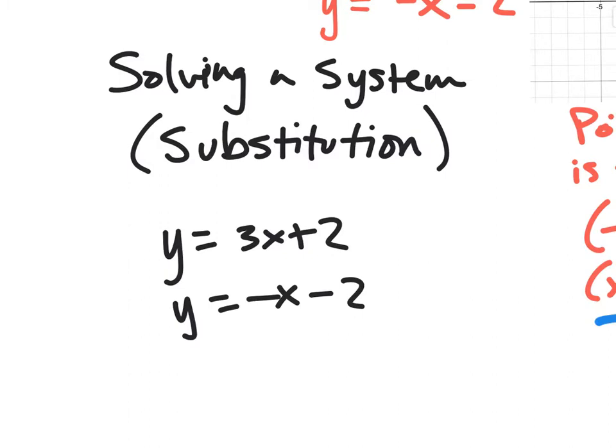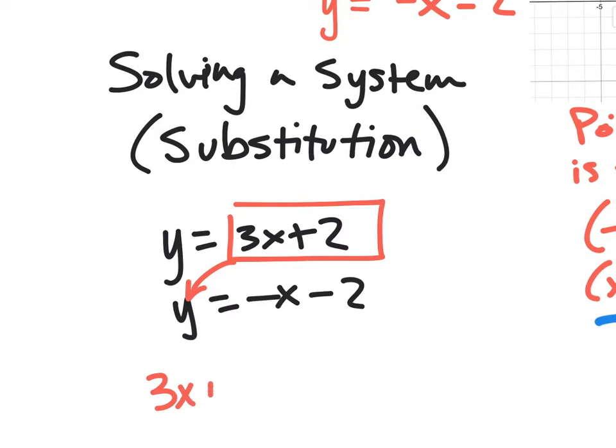y is equal to 3x plus 2 and y is equal to -x minus 2. Doesn't matter how you do this and how you think about it, but what I'm doing is I'm going to take what y is equal to in one equation and replace it with y in the other equation. And what I end up getting is 3x plus 2 is equal to -x minus 2.